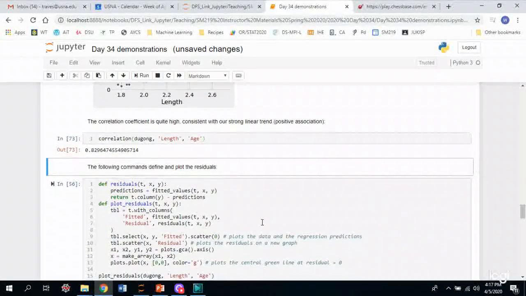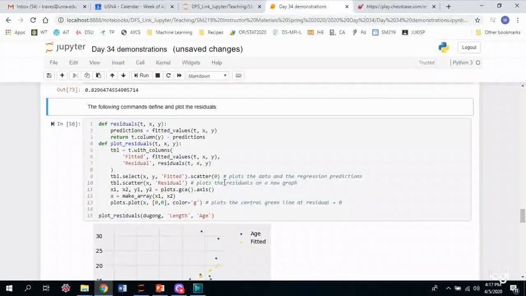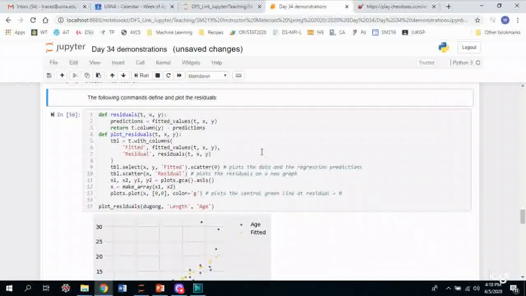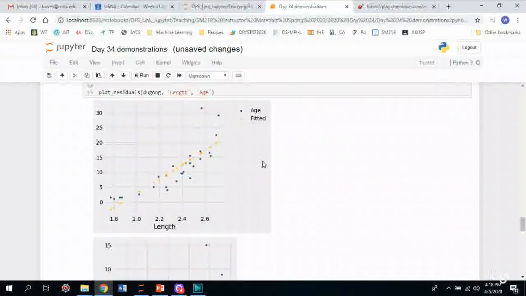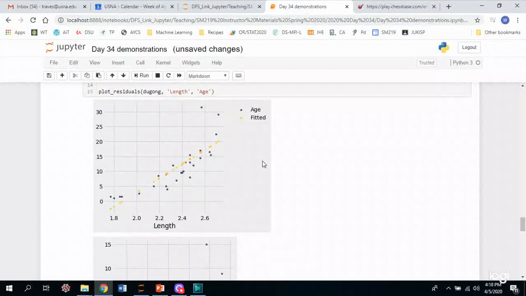The following commands define and plot the residuals. Here's the command that defines the residuals, and here's the command that plots the residuals. And both of them take a table T and two labels for columns of that table telling us what the X and Y data look like. And if we run these commands on our data, we find that we get this picture. And this picture here is showing us the regression line.